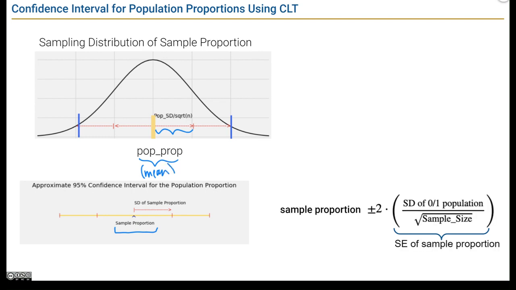So at the end of the day, the 95% confidence interval for my population proportion will be the sample proportion plus or minus 2, again, that's for the 95 part, times the standard error of the sample proportion. So I know my sample size in this. This was 400 students. Now the question is, wait a minute, I need to know what's the standard deviation of a 0-1 population.